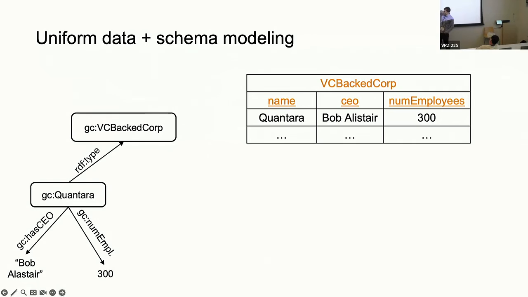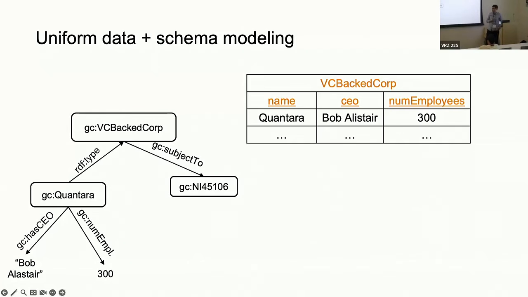So you homogeneously represent your data. Quantara has 300 employees is clearly data-specific information, and you encode that as a triple. The way you encode the type information about Quantara, that it's a type of VC-backed corporation, which was a table name in my relational modeling, is also a triple. So what corresponds to a table name appears as a triple here, but what corresponds to actual data, like 300, also appears as a triple. So there's this homogeneity.